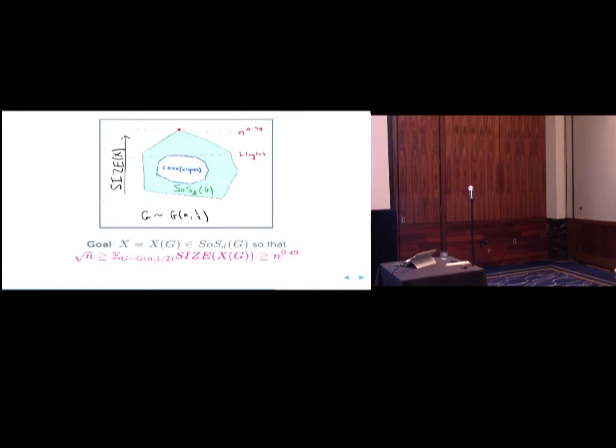And notice that because sum of squares captures spectral methods, actually there's an upper bound of square root n on how big you could ever hope to make this be. So we want to sandwich our thing between this root n and n to the 0.49 kind of bound.